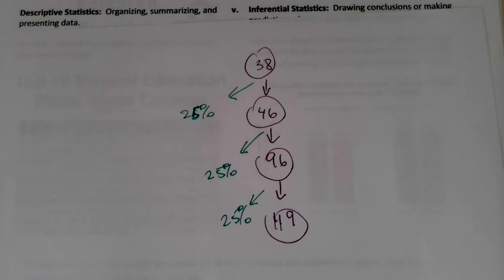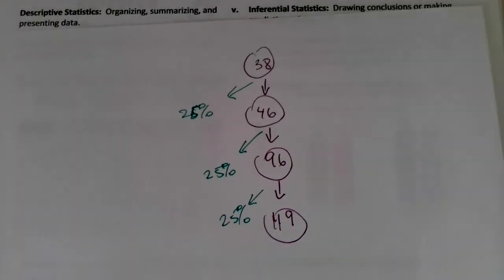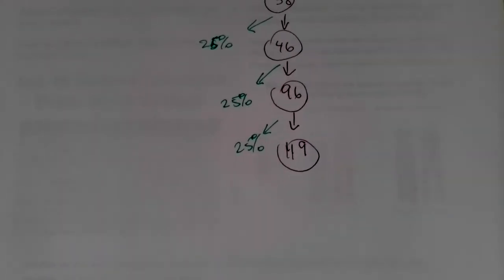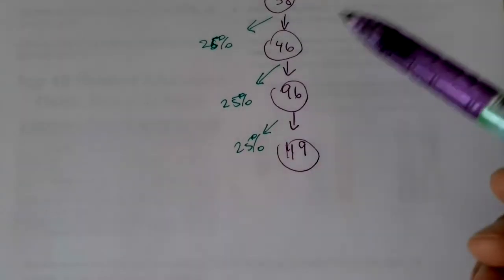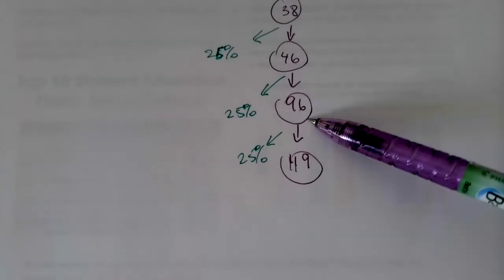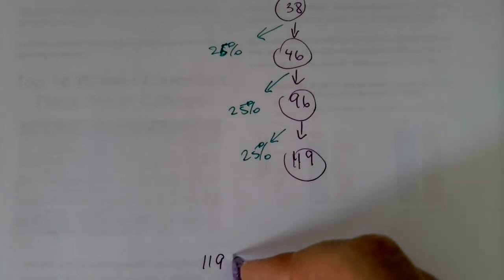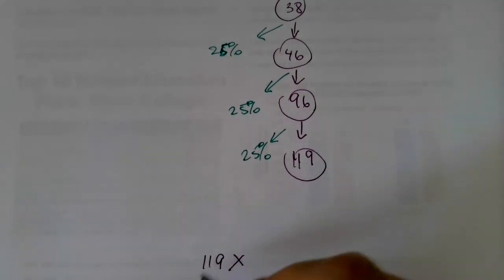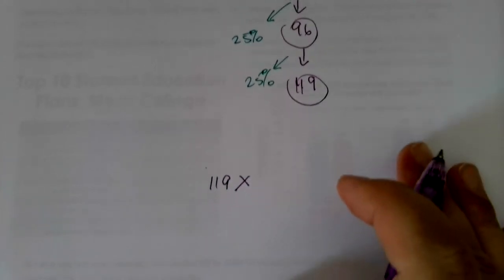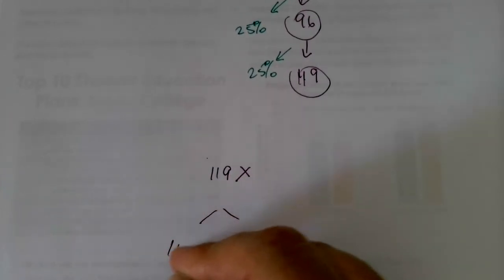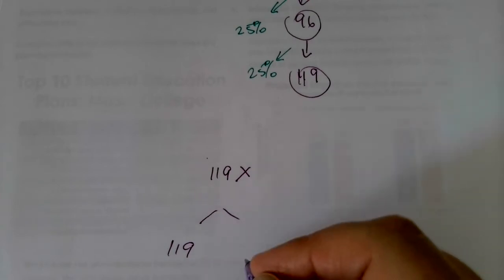That is why the administrators looked at this data and they said, okay, we need to change something. This is not a good model. And that's why they came up with this policy change. They said, for these people who would place either in 38, 46, or 96 normally, we're going to create a new class. We're going to call it 119X. And it's going to be 119, but it's going to have an algebra support portion of it.